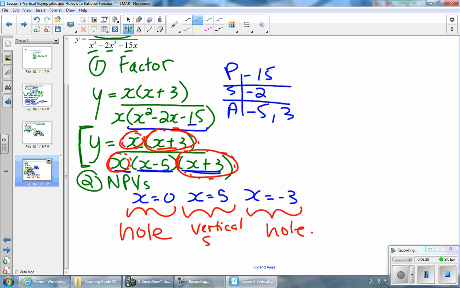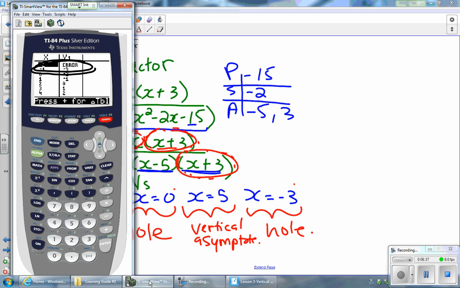So there we go, we have identified or predicted what happens at the graph where the NPVs lie. So we have 2 holes, one at x is equal to 0 and one at x is equal to -3, and a vertical asymptote at x is equal to 5. And to show this behavior, you can graph it in your calculator.